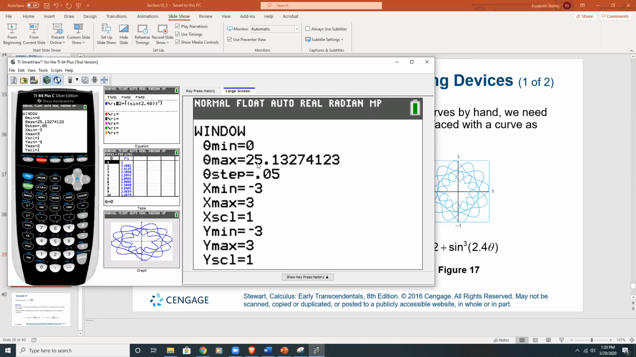Theta step only controls the smoothness of the curve. The theta max and min can control actually how much of the curve you can see. So don't be afraid to go in there and mess around. You can always switch things back to the standard view by hitting zoom 6 if you need to start over.